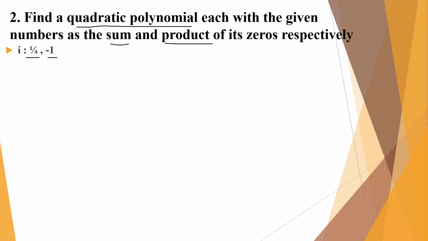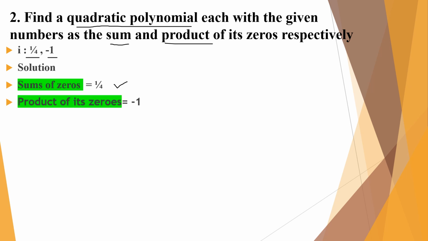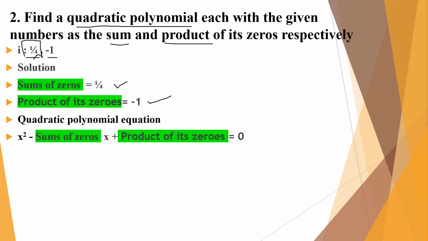How to find? The quadratic polynomial equation I know. Sum of its zeros is 1 by 4. Product of its zeros is minus 1. What is the quadratic polynomial equation? x square minus sum of its zeros into x plus product of its zeros, which is equal to 0. It is the formula. Once you know this formula, you can substitute the values and you can get the quadratic polynomial.